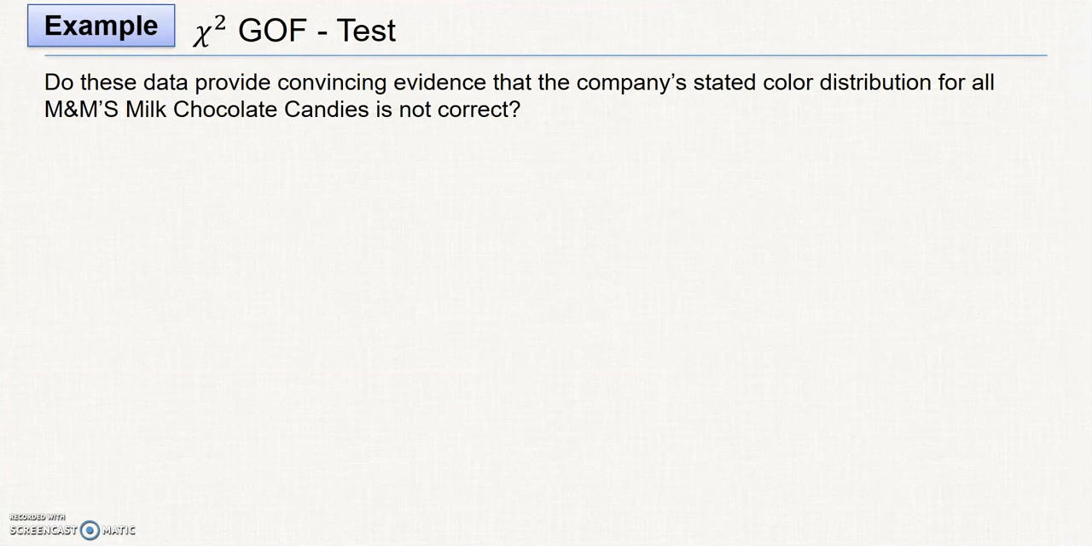So, the big question, do these data provide convincing evidence? That implies a test that the company's stated color distribution for all M&M's milk chocolate candies is correct. So this goes back to our state, plan, do, conclude. So we will first begin with state. Please pause and tell me what you think the state is.